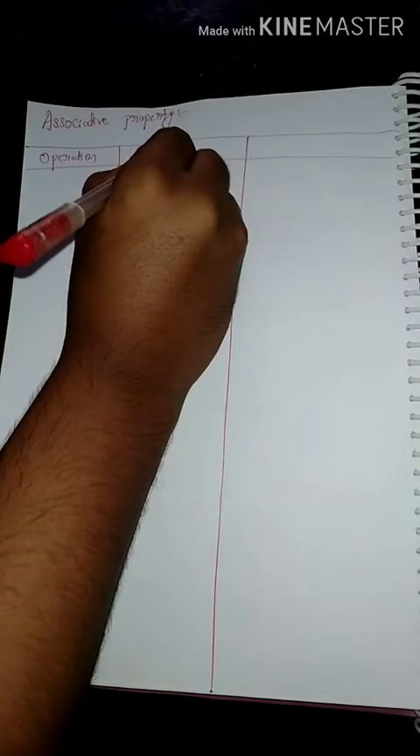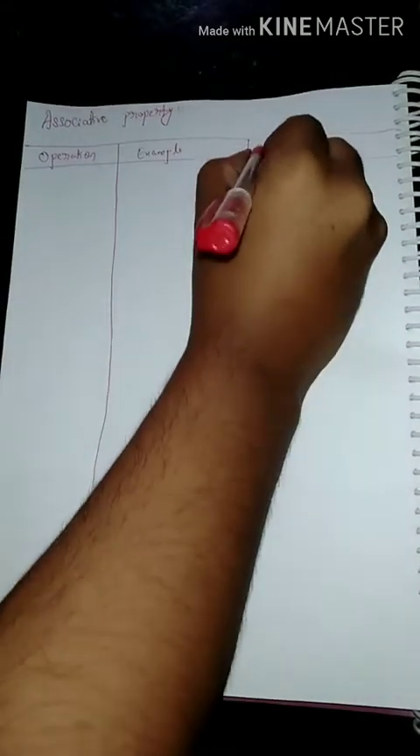Students, in my previous video class, I already discussed closure property and commutative property of rational numbers. So now I will discuss associative property of rational numbers: operation, example and remark.